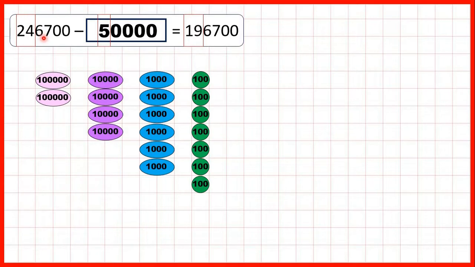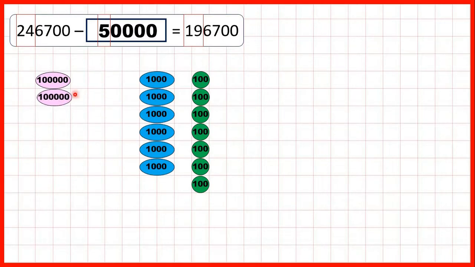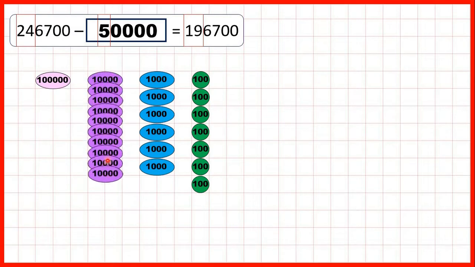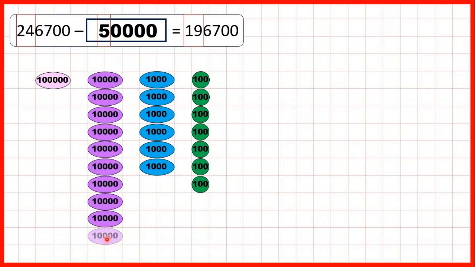Then we had 246,700, which we can see represented here with place value counters. We saw that subtracting 50,000, so subtracting 5 10,000s would give us our answer. We can subtract 1, 2, 3, 4, then exchange one of our 100,000 counters for 10 10,000s, and then subtract our fifth 10,000. So we can see that now we have 100,000 because we needed to use one of these counters to exchange, and we have 9 10,000s.